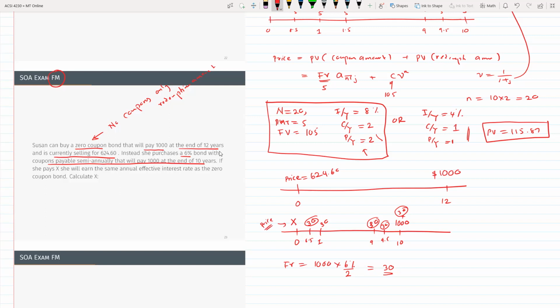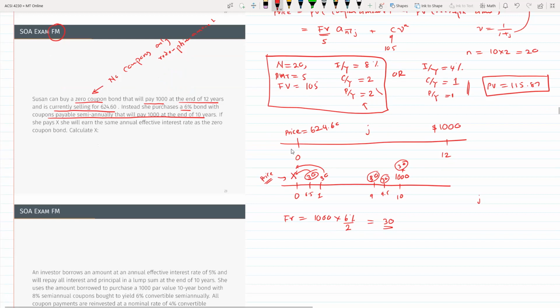The question is asking us to calculate X, but we need to know the rate we should use to discount this. You have to discount it back to time 0. When you're discounting, you use rate J. Now that rate J is the same as for the zero coupon bond, so you have to use the same discount rate. So from the first one, let's calculate the rate J. You can see 624.60 equals what?